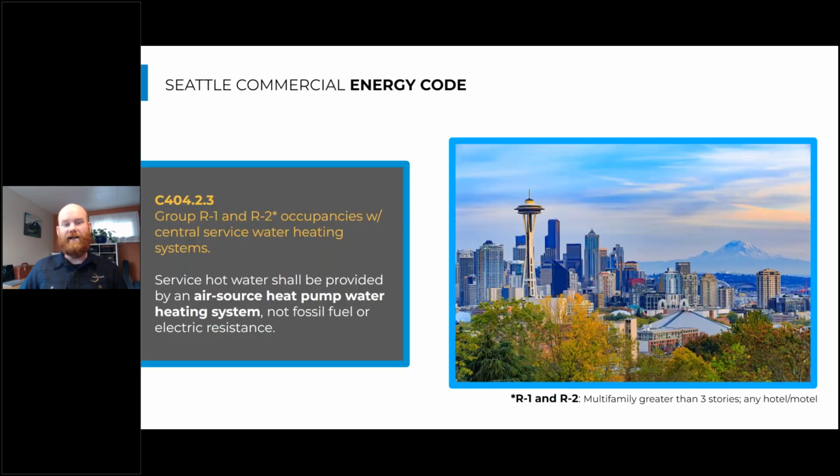And then we're really focused on Seattle, on R1 and R2 occupancies, as the new code is requiring air source heat pump water heaters, not fossil fuel or electric resistance, for R1 and R2 occupancies with central commercial service water heating systems. So what this means is any residential buildings greater than 3 stories, or any hotels or motels, are now required to implement an air source heat pump water heating system. And it's January 25th, so that's been the case for the past 25 days of this year.